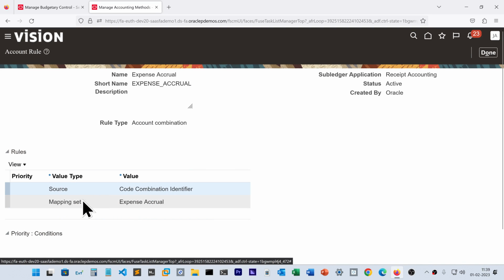Once again, the same source and the mapping set will be different for each account. But the source code combination identifier and the line mapping set, it is the same feature. The code combination identifier is a dynamic source which can take an edited account or it can take a transaction account definition.